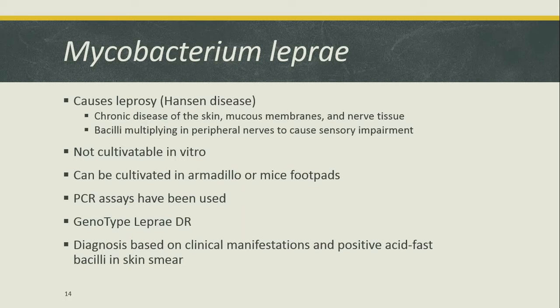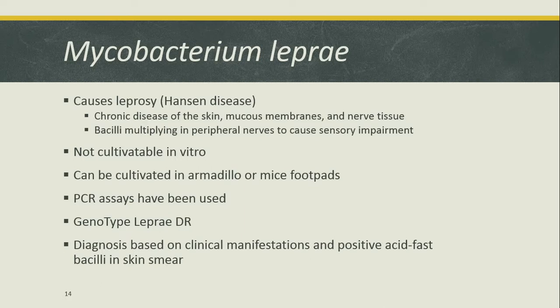Leprosy, also called Hansen's disease, is caused by Mycobacterium leprae. It is a chronic disease of the skin, mucous membranes, and nerve tissue. And again, the bacilli multiply in the peripheral nerves and cause sensory impairment. This organism is not cultivatable in vitro, meaning we cannot grow this in the lab.